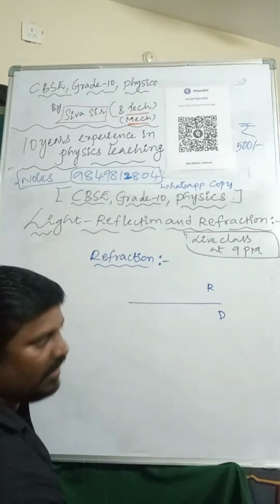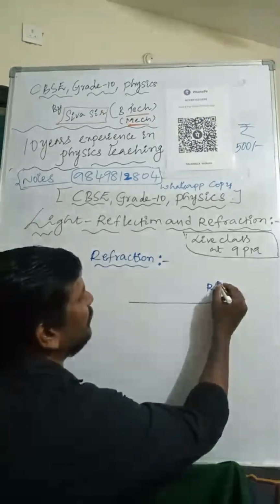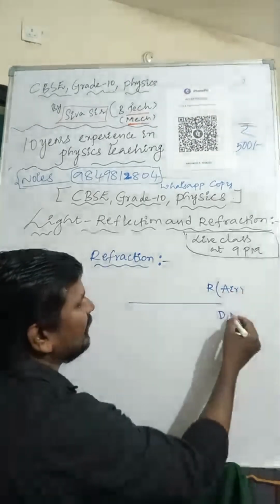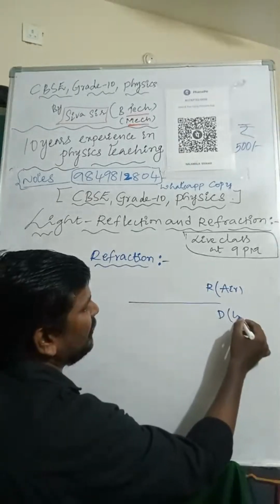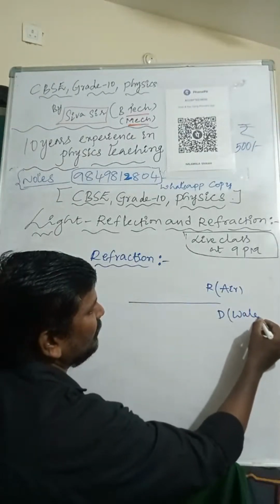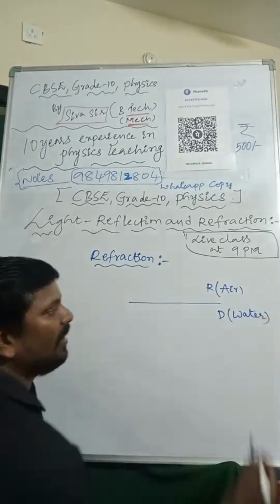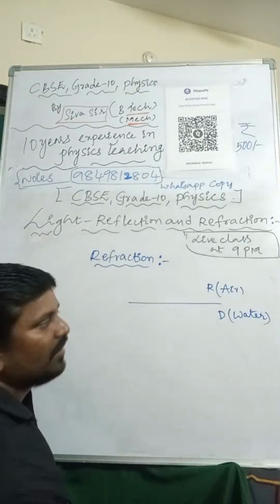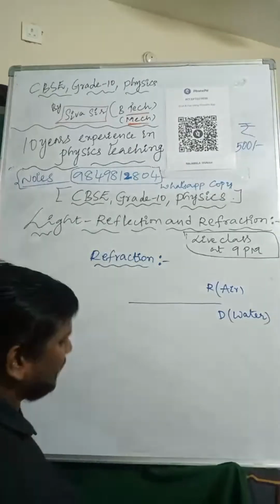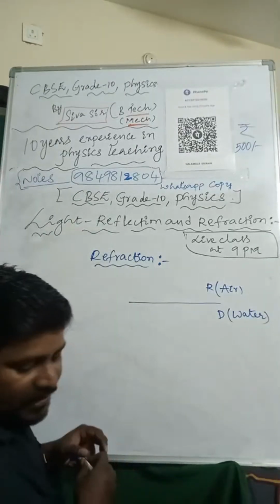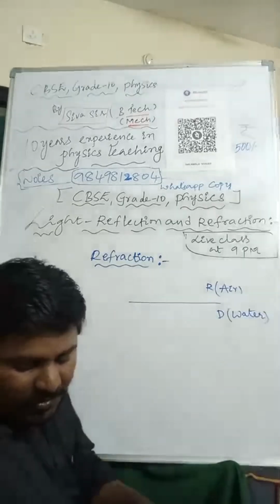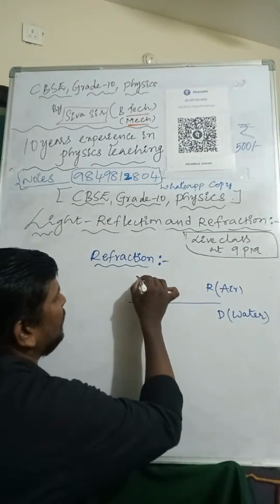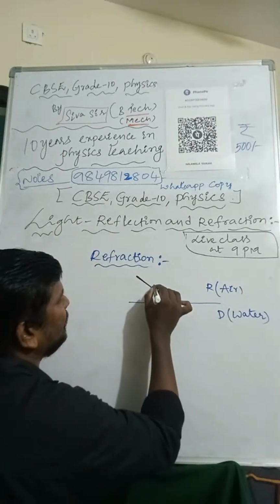Here, for the rarer medium I'm considering air. For the denser medium I'm considering water, or we can also take glass. So the light ray will move from rarer to denser.